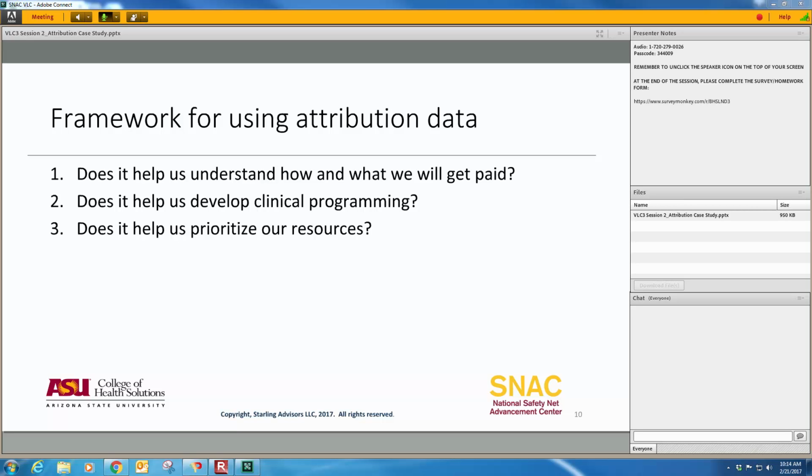Does it help us develop clinical programming? So can we look at data about the attributed population and have any sort of indication of what some of the underlying needs of that population are?